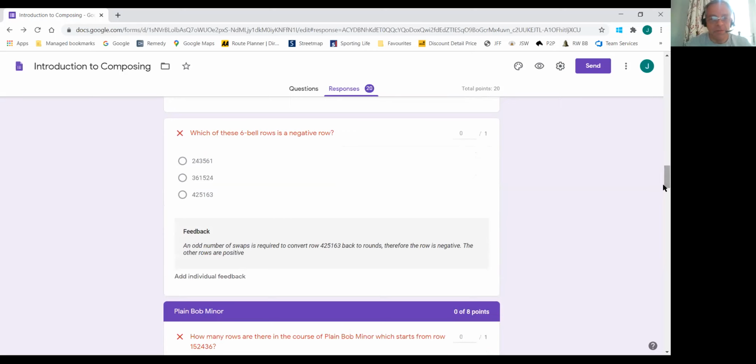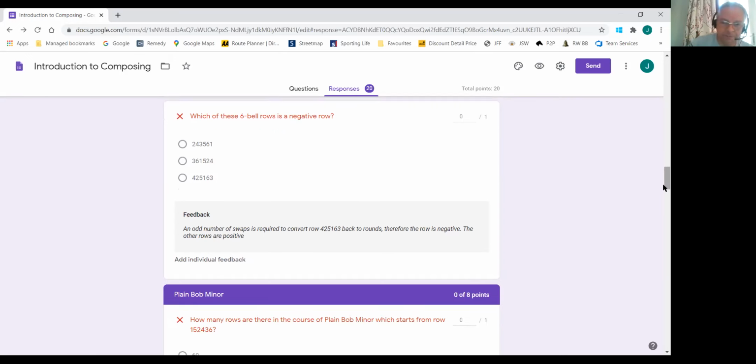A similar sort of rule applies with these next 3 rows. If you go through each of them and work out how many swaps you need to get back to rounds, it's only the third one, 45163, that requires an odd number of swaps. So that's the one that's negative.